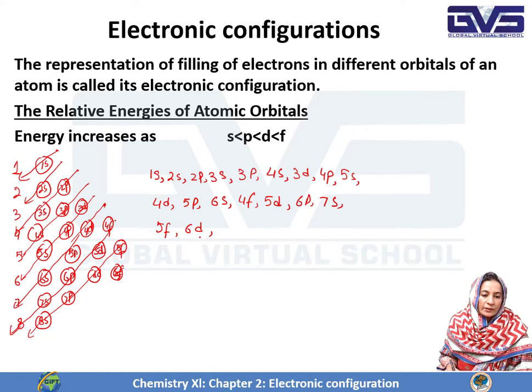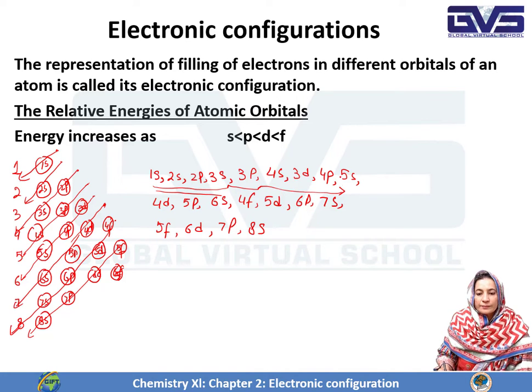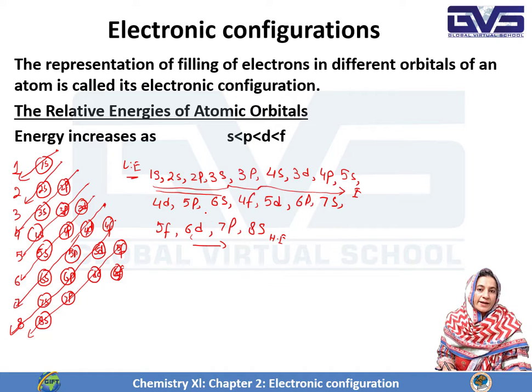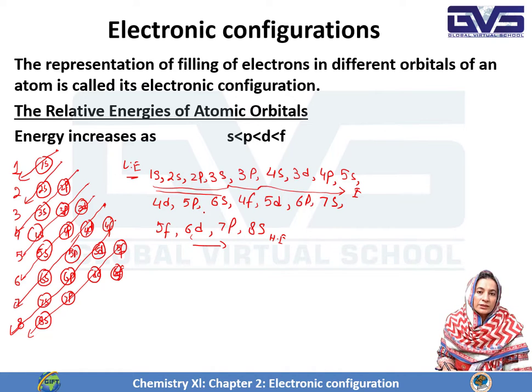6d, 7p and 8s. So this is increasing energy in this way. This one has the lowest energy, 1s, and this end one has the highest energy. So this is the direct method to arrange the subshells according to their increasing energy level.